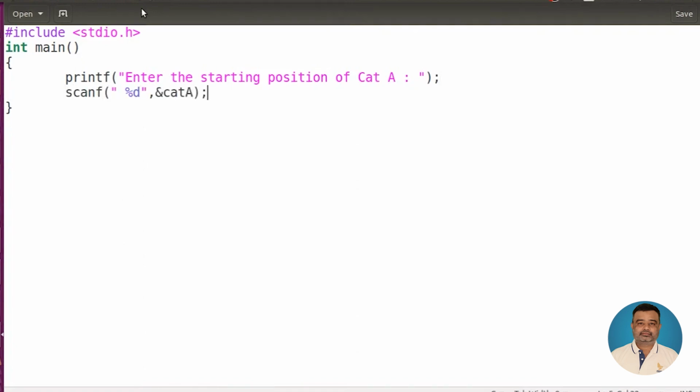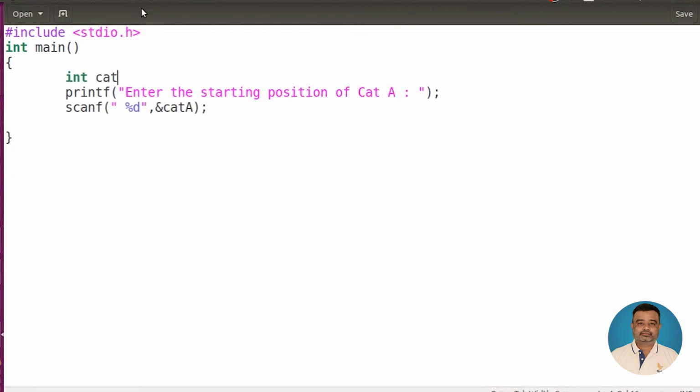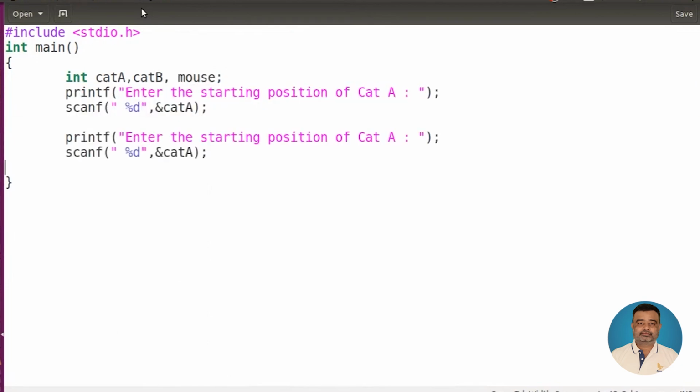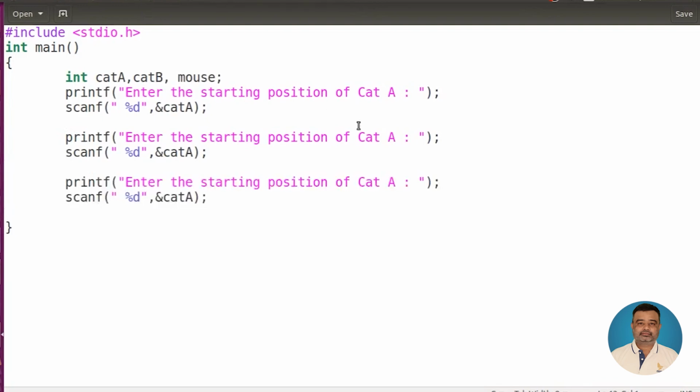I'll just mention it as cat A itself. Int cat A. Similarly, there will be cat B and there will be mouse. So we'll try to read the position of cat A, cat B, and the mouse. This is my cat B, and this is the starting position of the mouse.